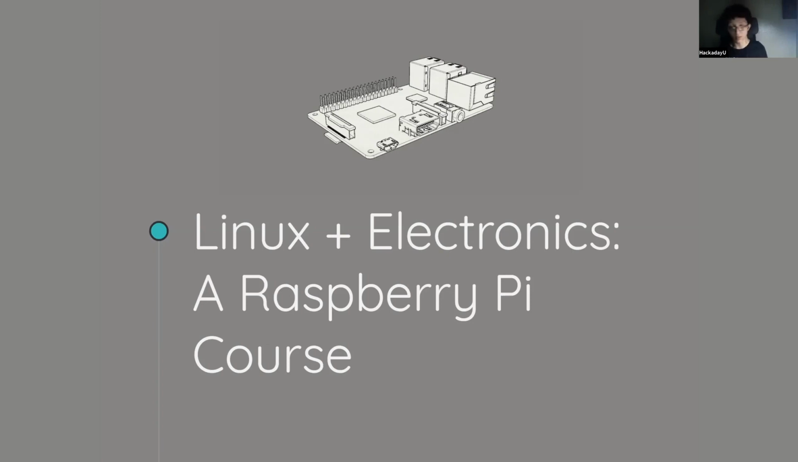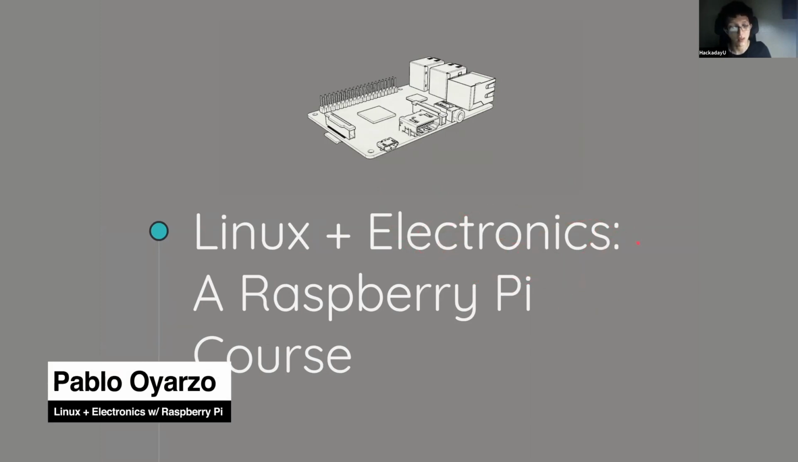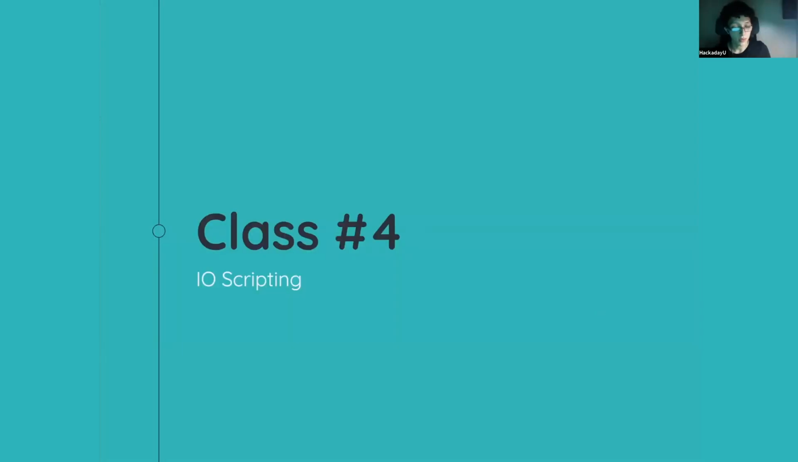Today we're going to have a fun class. This is where everything that we learn comes together, and hopefully after this class you're going to be able to do some fun stuff. Today we're going to be doing I/O scripting. We're going to be doing some scripting for the pins that the Raspberry Pi has, and we're going to be using three of the components that you got in your kits.